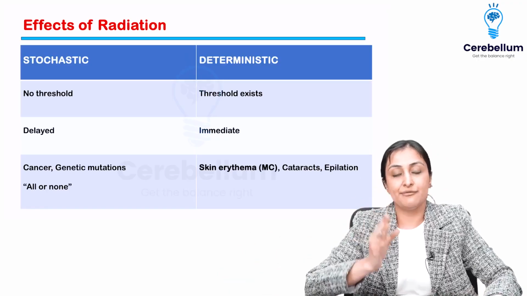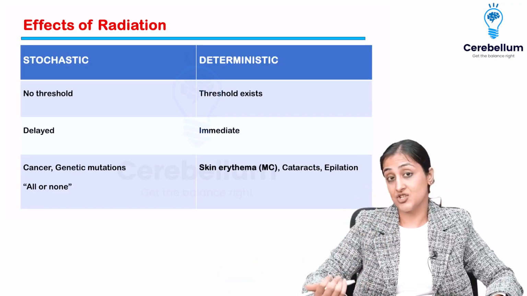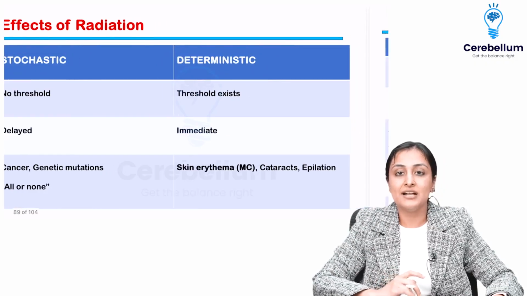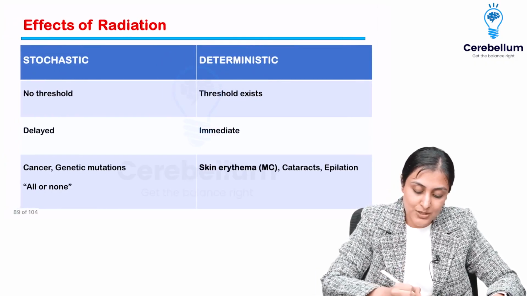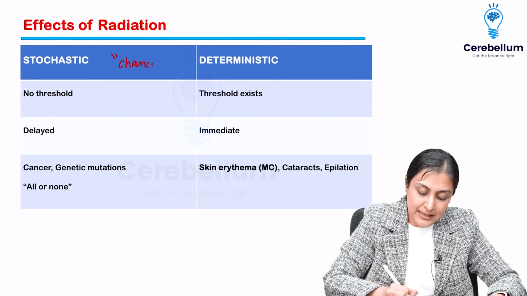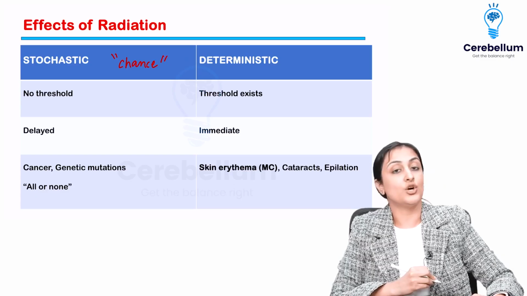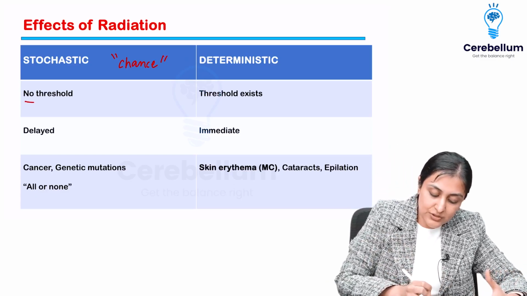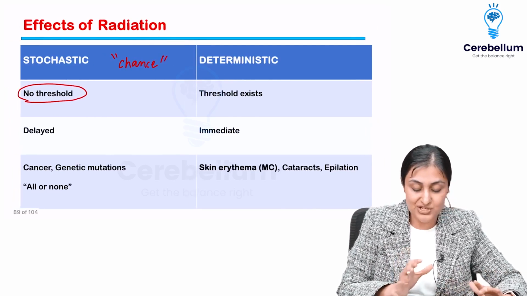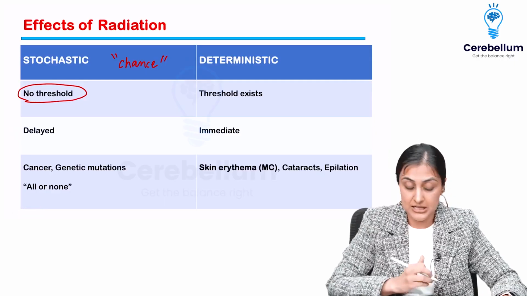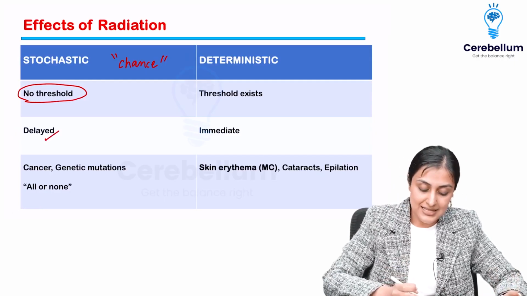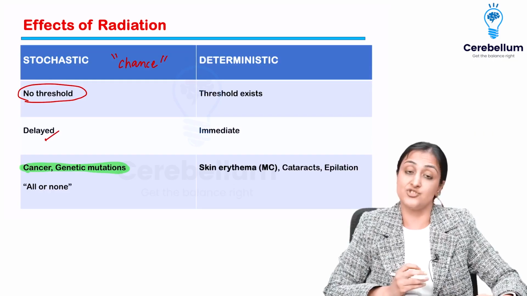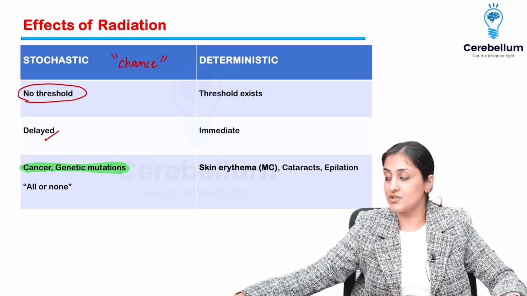So what are the effects of radiation? Why do we say radiation is bad? There are 2 kinds of effects you have to remember, stochastic and deterministic. The word stochastic means literally by chance. So these are not going to happen in everybody. It depends on chance. So there is no threshold. There is no threshold beyond which I will say that this patient will have this effect. It is a delayed effect. The classic example being cancer and mutations. So there is no threshold beyond which mutations start or cancer risk increases.